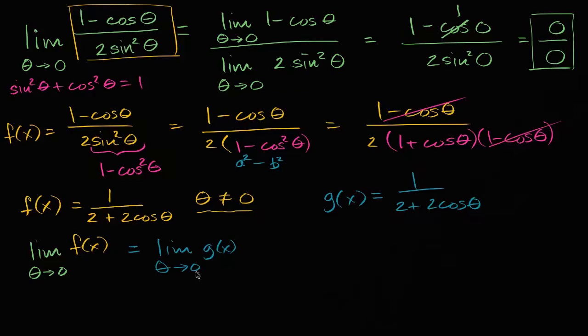So the limit as theta approaches 0 of g of x, well, since it's continuous at 0, we can just substitute. That's going to be equal to g of 0, which is equal to 1 over 2 plus 2 times cosine of 0. Cosine of 0 is 1, so it's just 1 over 2 plus 2, which is equal to, deserve a little bit of a drum roll here, 1/4. And we are done.